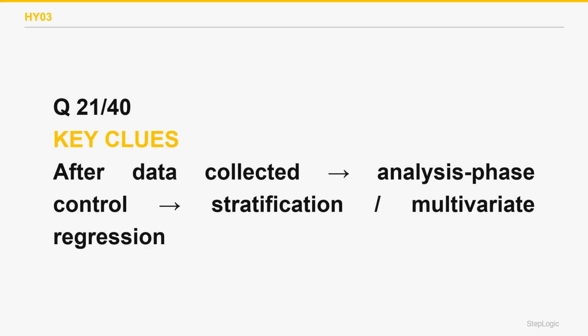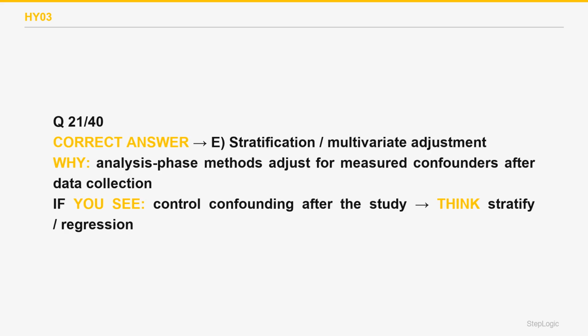Once data are collected, confounding is controlled in the analysis phase by stratification, analyzing within age bands, or multivariate regression, statistically adjusting for age. Design phase tools, randomization, restriction, and matching, must be built in before or during data collection and cannot be applied to a finished study. The correct answer is E.